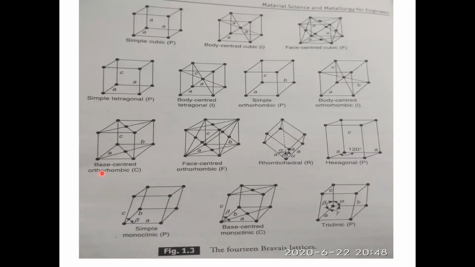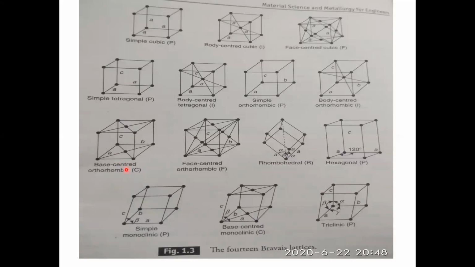So what is base centered? Only at the top face and bottom face they are having what? Center atom. So here you can see base centered orthorhombic. At the top face they are having a center atom, and the bottom face they are having a center atom. So this is base centered orthorhombic. Okay, that is the only difference.